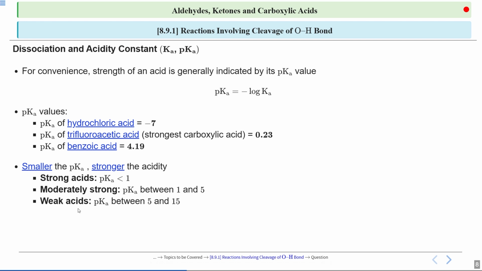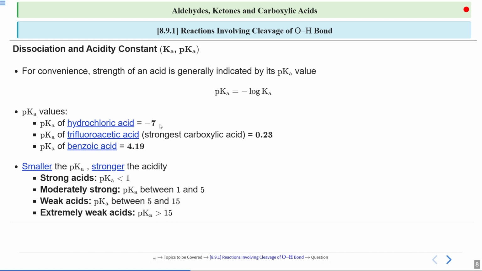If I talk about weak acids, they have a pKa between 5 and 15. So these acids are less likely to donate protons compared to stronger acids. See, it is between 5 and 15. And if we talk about extremely weak acids, they have a pKa value greater than 15. So these acids are very weak and they do not dissociate easily in the solution.